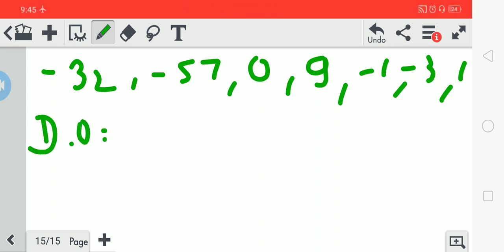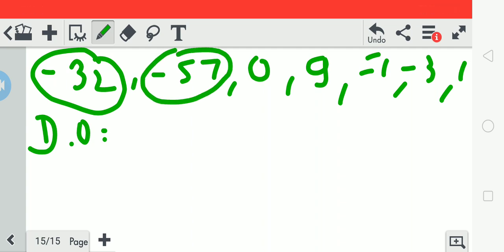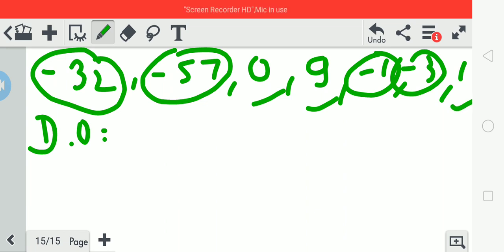So bigger numbers are the positive ones and the smaller numbers are the negative ones, right? So here also we will make the two groups of negative and positive. Minus 32, then minus 57, minus 1 and minus 3, right? So these are our groups of the negative numbers and the remaining are the positive numbers: 0, 9 and 1. Make the descending order of the positive numbers first.